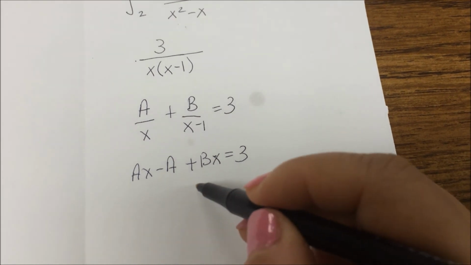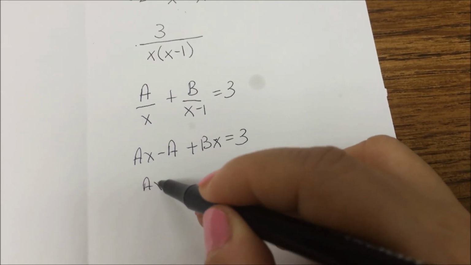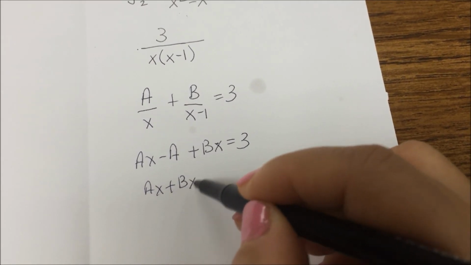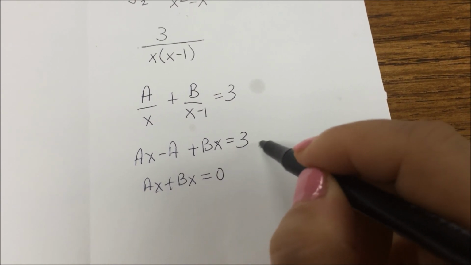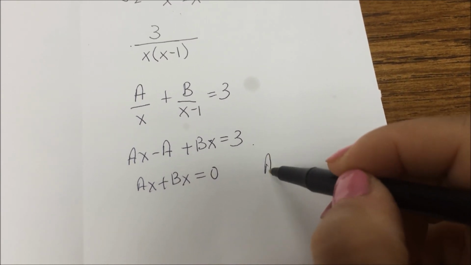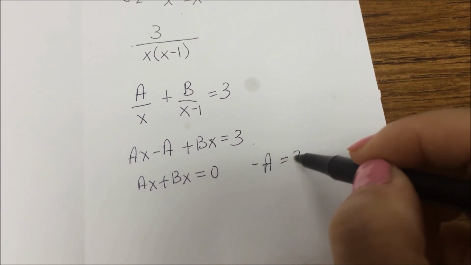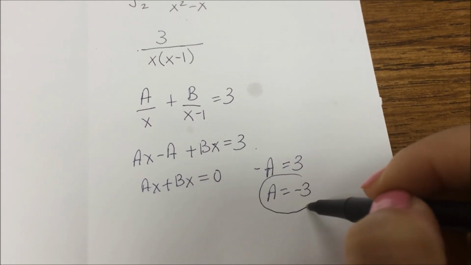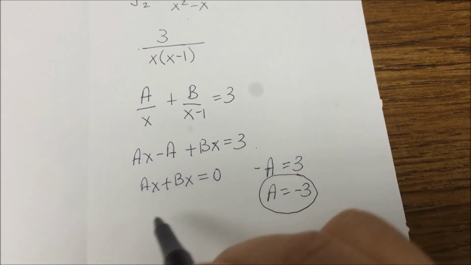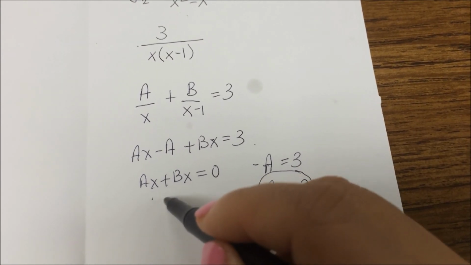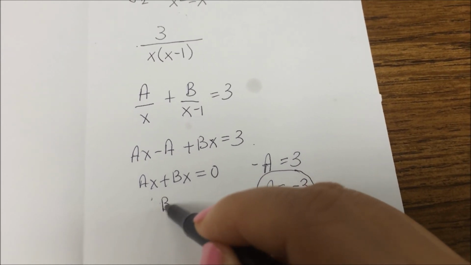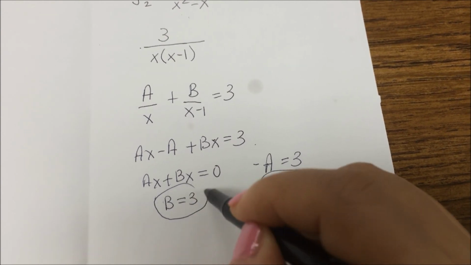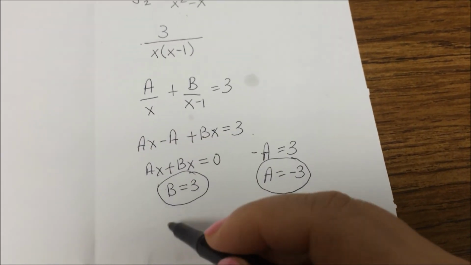So now we're going to separate this right here. So we have ax plus bx is equal to 0 because there's no value right here. And then the other one is going to be negative a is equal to 3. So a must equal negative 3. So if a is equal to negative 3, then on this right here, when we factor out the x's there, you're going to find that b is equal to positive 3 then. Okay? So now we put it back together in that problem right there.